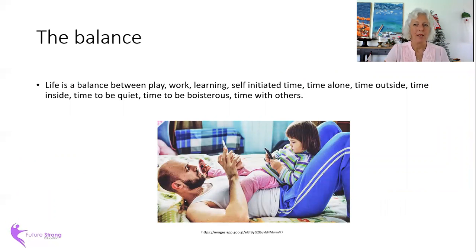So it's all about balance, isn't it, really? It always is in life. It's about balancing that play, work, learning, the self-initiated time, time alone, the time outside, your time inside, your time to be quiet, time to be boisterous, and your time with others. So thinking about how you're going to manage all of that in your family is an important thing, because we need to have a balance, not just be reliant on screens to occupy the children because we're busy. We need to start thinking about other ways to do that.